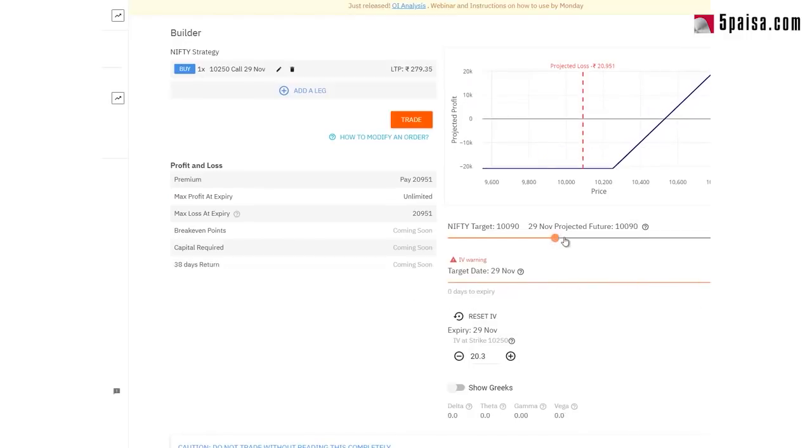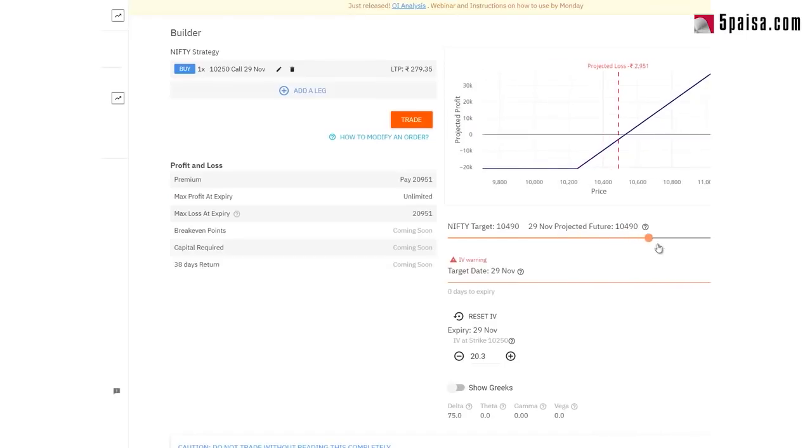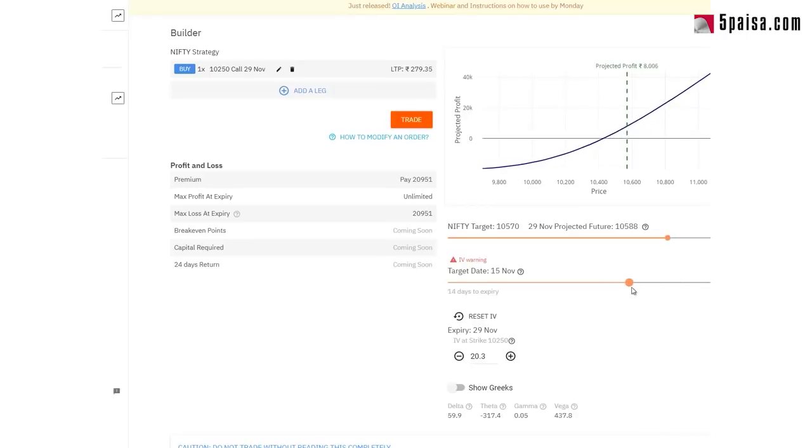Now let's make this option ITM and cross the 10,250 mark. In this case, you can see that when it is ITM, delta is 1, which is 75 multiplied by lot size. But as time to expiry decreases, or when there is a lot of time left, you can see that delta steadily decreases because there's always a chance that this option can go out of money.